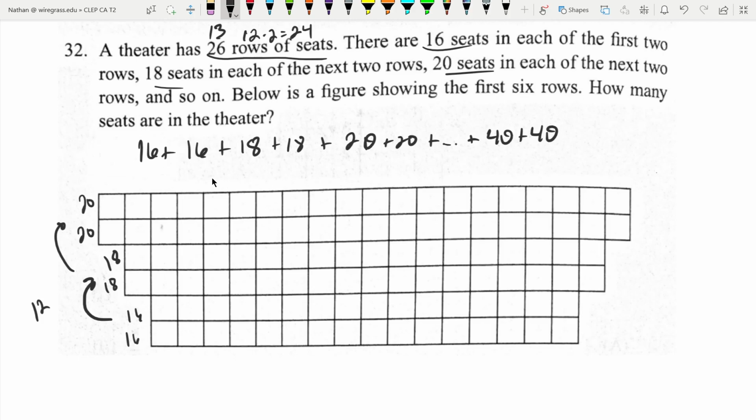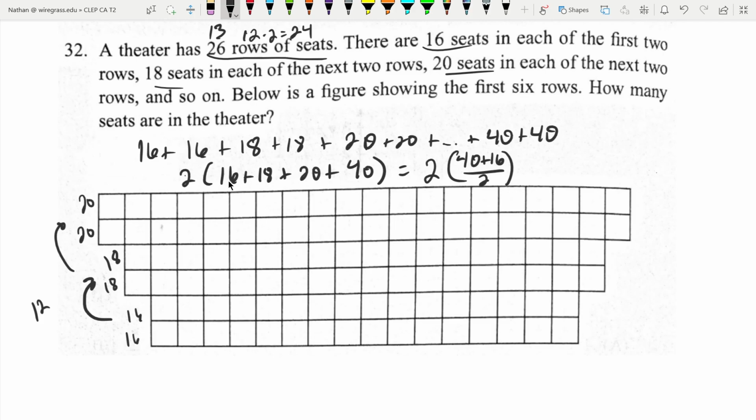Now, this again is just an arithmetic sequence, 16 plus 18 plus 20, all the way up to 40. They come in pairs, so that's the same thing as 2 times this quantity. And this, I can use the arithmetic sum formula that we have, which is just the average between the highest and lowest number, times how many there are. So 40 plus 16 divided by 2, that's the average between the highest and lowest number.